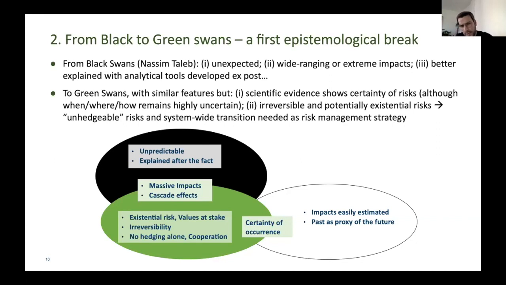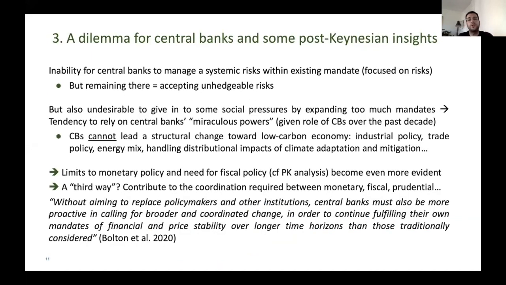The second one is that many of these risks, and that's what is emphasized by climate science, are irreversible, and some of them really bring existential risk. It's not some sort of Mad Max kind of war, but existential risk, at least for hundreds of millions of people who may lose their home due to climate change. That's still existential in this sense. And that leads us to say that risk management is doomed to fail, because these are unhedgeable risks. The only way, at least from an individual risk management perspective, to avoid or handle them is through structural change or a system-wide transition. I use both interchangeably here.